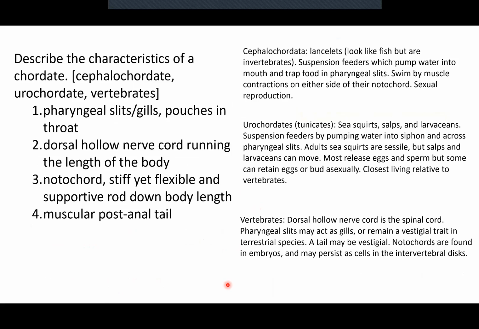Now we can talk about the chordates. We talk about 3 kinds of classifications, but here are all of the features that these 3 classifications have. They have pharyngeal slits or gills, which are pouches in the throat. They have a dorsal hollow nerve cord, which runs the length of their body. The notochord is a rod down the body length, and they have a tail.